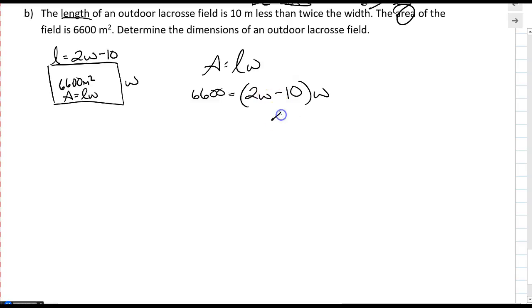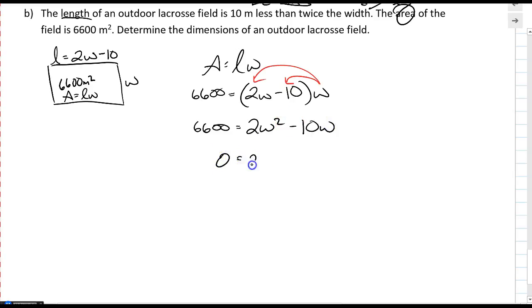But I can't just say this is equal to 0 and this is equal to 0, because my equation right now is not equal to 0. So my zero property won't work. I need to expand, move it around, and set this whole equation equal to 0. Then I can use those zero properties. So for now, I'm going to leave that on this side while I expand. We distribute to get 2w squared minus 10w.